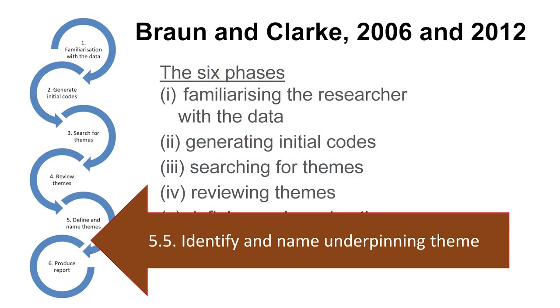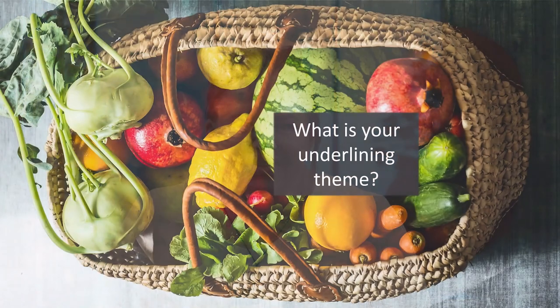Now, if we were to implement a phase 5.5 to Braun and Clarke's approach for thematic analysis, then we might look for the glue that holds these themes together. Maybe it's intrinsic motivation. Maybe it's employees' values. Perhaps the underpinning theme is justice or equity. I'm not sure which metaphor to grab here in terms of the title of phase 5.5. It could be the glue that binds your themes, or the basket within which the themes sit.